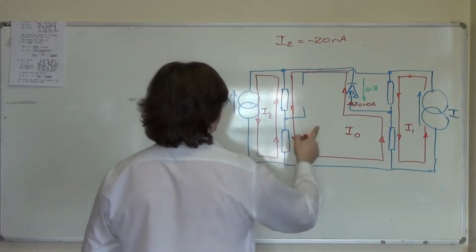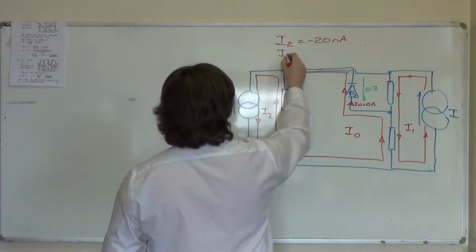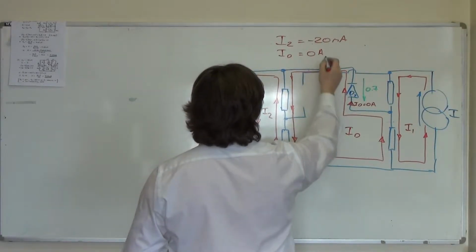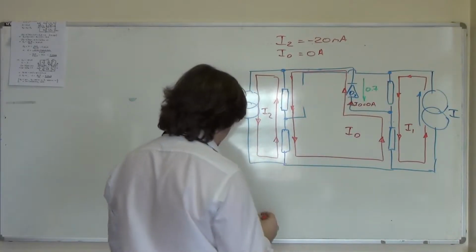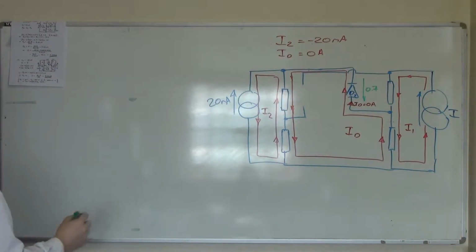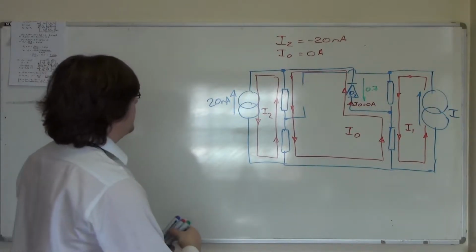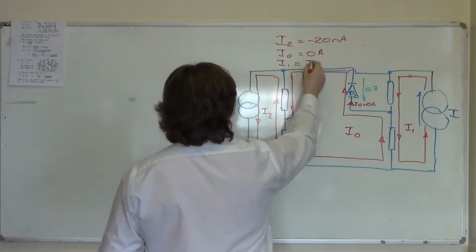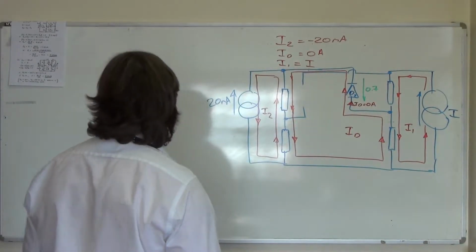And we know something else. We know that ID must be 0, because ID is the only current flowing in the diode, and we've decided that the diode is on the point of conduction. And that means no current flowing through it and 0.7 volts across it. We can, strictly speaking, also write that I1 is equal to the unknown current I, which is what we're looking for.